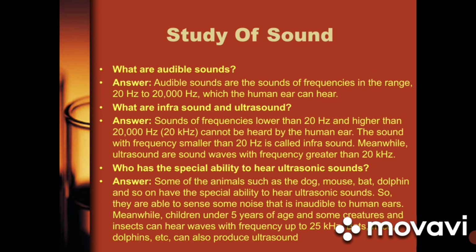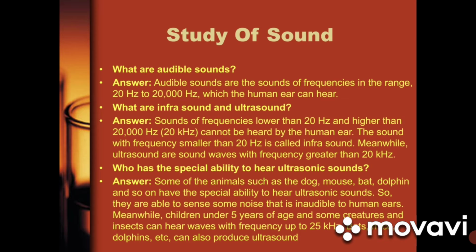What are audible sounds? Audible sounds are the sounds of frequencies in the range 20 Hz to 20,000 Hz which the human ear can hear. What are infrasound and ultrasound? Sounds of frequencies lower than 20 Hz and higher than 20,000 Hz, which is 20 kHz, cannot be heard by the human ear. The sound with frequency smaller than 20 Hz is called infrasound. Meanwhile, ultrasound are sound waves with frequency greater than 20 kHz.